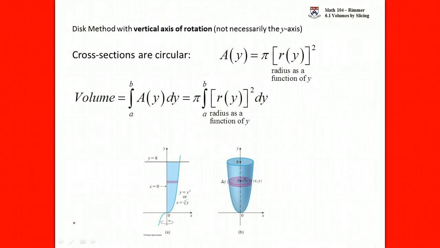If I take this region here between these curves and I rotate about the y-axis, then my cross sections are discs, yes, but they're discs in terms of y. I'll take that and I'll move it upwards in terms of y. So you're changing the variable. When your axis is vertical, you're in terms of y. When your axis is horizontal, you're in terms of x.